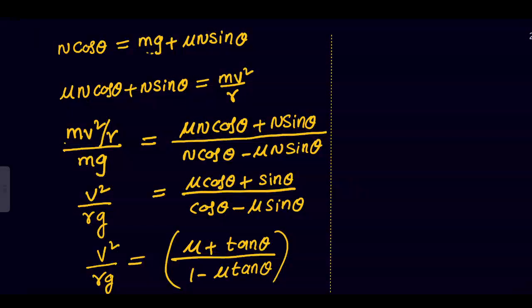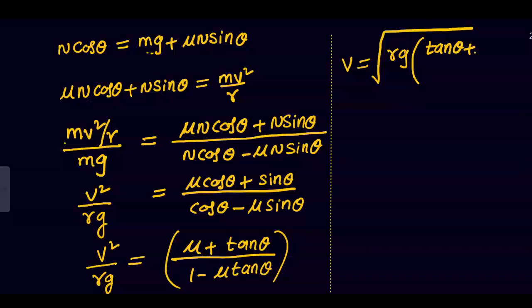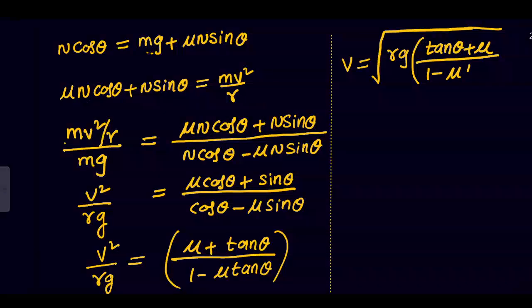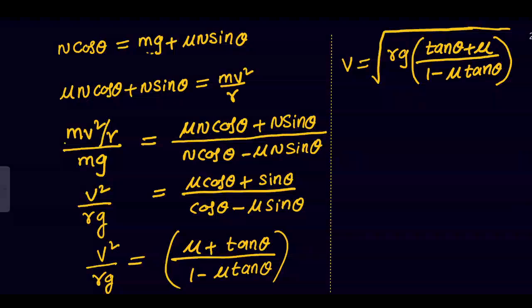Right. So from this, v is equal to the square root of Rg into tan theta plus mu by 1 minus mu tan theta.